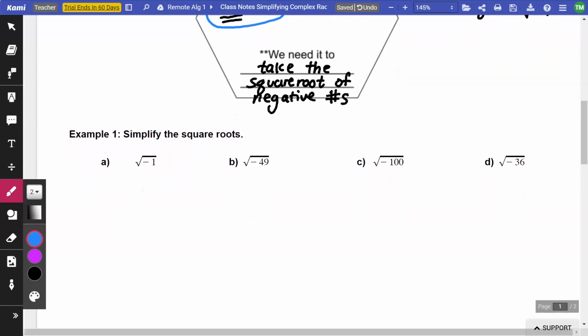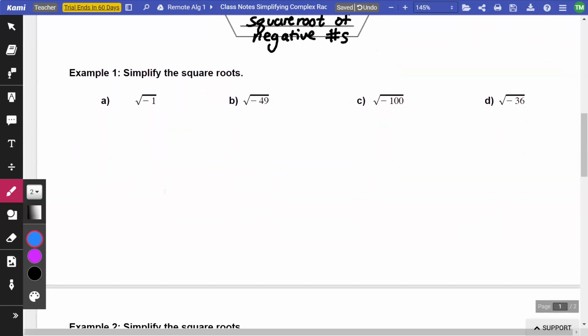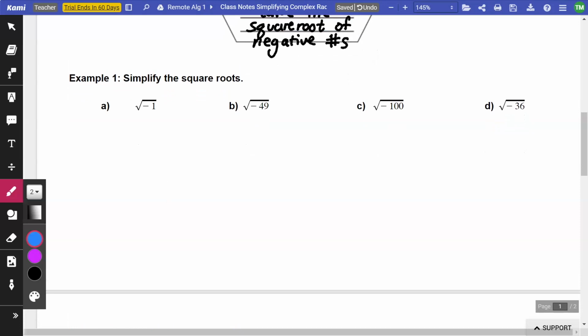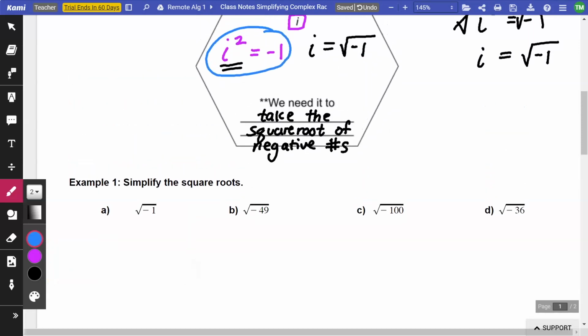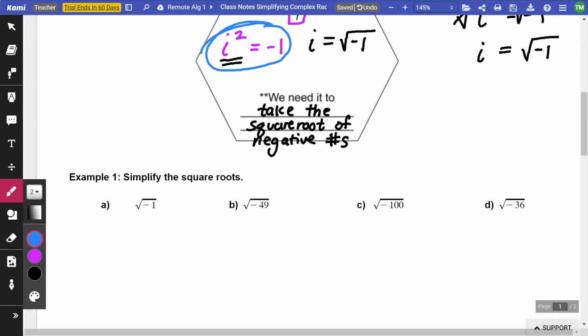So check this out. For example 1, part A. We have the square root of -1. So remember that what we just figured out, or what we just learned, is that i squared is equal to -1. So what if I replace -1 with i squared?